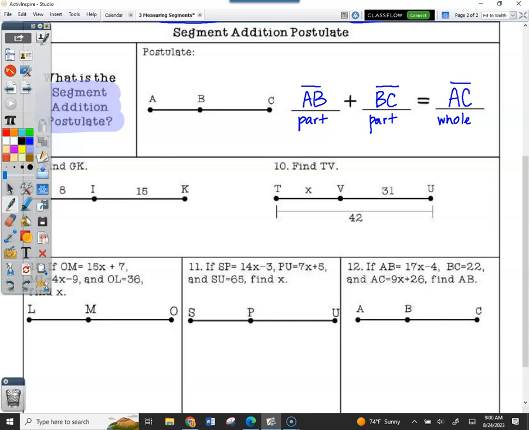Okay, look at number 9. It says find the length of GK from G all the way to K. Yes. GK is 23. Right? Because you just added two parts. You need to know how he got 23, please write 8 plus 15.